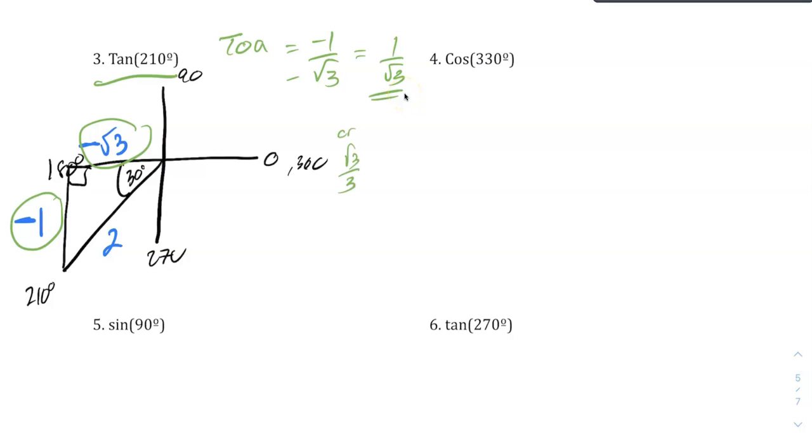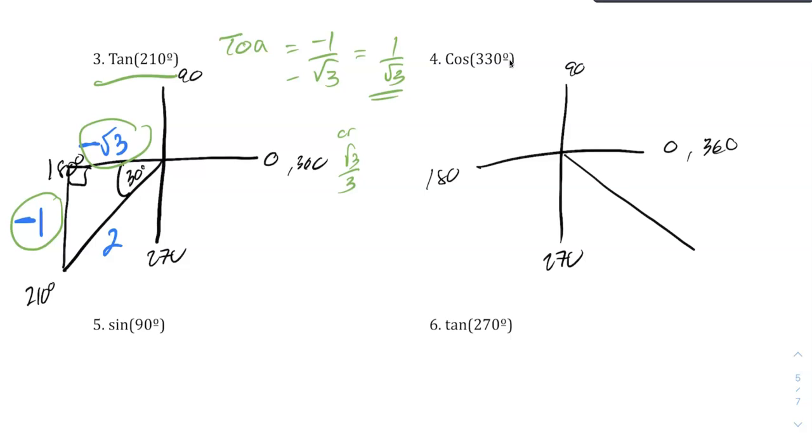So either way is fine. Cosine 330. 0, 90, 180, 270, 360. 330 would be somewhere between 270 and 360. So like that. Right, we always go to the x-axis.